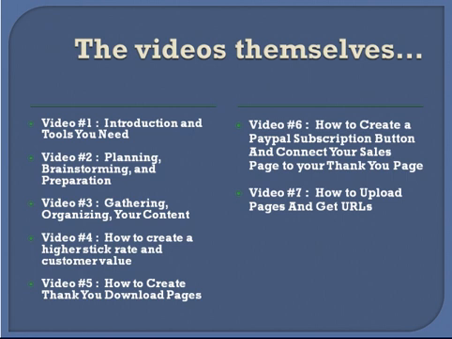Video number 7, we're going to talk about how to upload pages and get URLs. And what I mean by this is, let's say you have 12 pieces of content or even more than that, and you've uploaded your content. And then in this video, we talk about how to get the URLs so that you can deliver that content in your future emails. Video number 8, we're going to talk about how to deliver your content. So now that you've gotten the URLs, it's time to deliver the content through Aweber, GetResponse, or anything else like that.